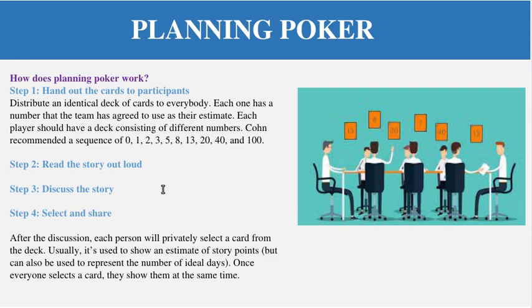Then select and share. After the story has been discussed, each person will privately select a card from the deck to show an estimate of story points. Once everyone selects a card, they show them at the same time. For example, if 5 persons are sitting in the conference room, every member selects a card for that story, such as the customer can do the payment through the credit card at the e-commerce store, and everyone shows their cards at the same time. It's a very similar approach to the card based game of poker.